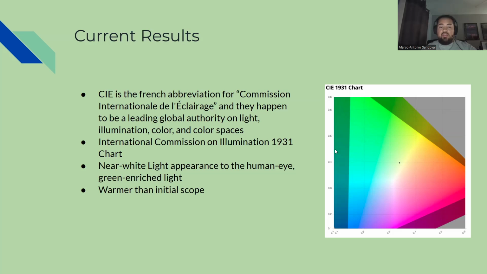Here you can see that we have a near white light appearance with also a green-enriched light, by it being in the green quadrant, but being close to the white stems that come from the middle section of the chart, which indicate pure white light.